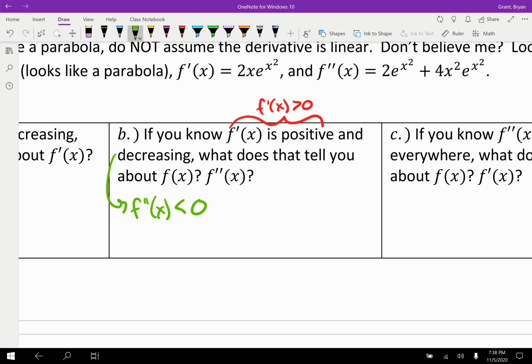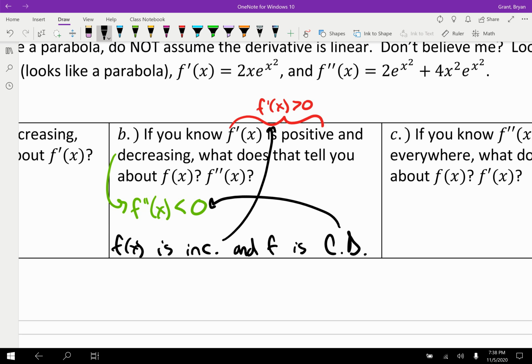But what does that tell us about f of x? Well, it actually tells us two things, right? It tells us that f of x is increasing, and that comes from this part, and f is concave down, and that comes from this part. Because f double prime is negative, f is concave down. Because f prime is positive, f is increasing.